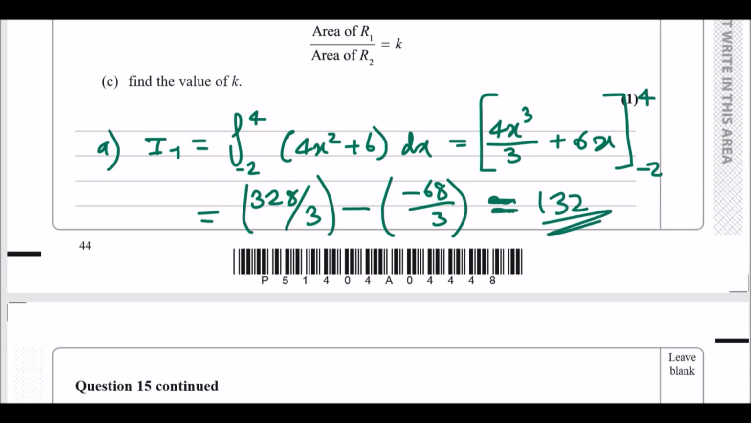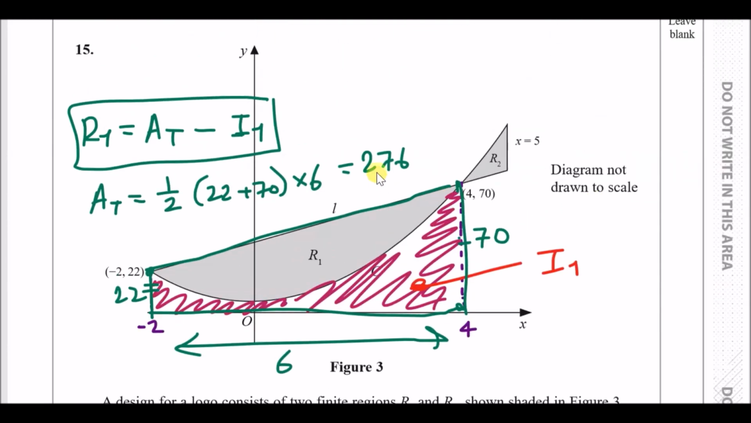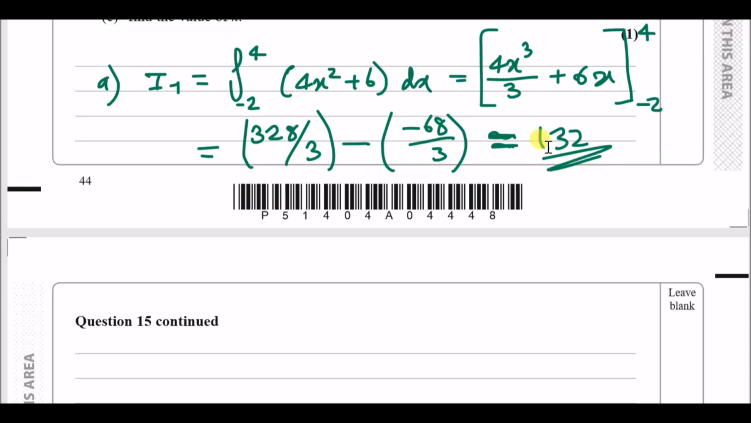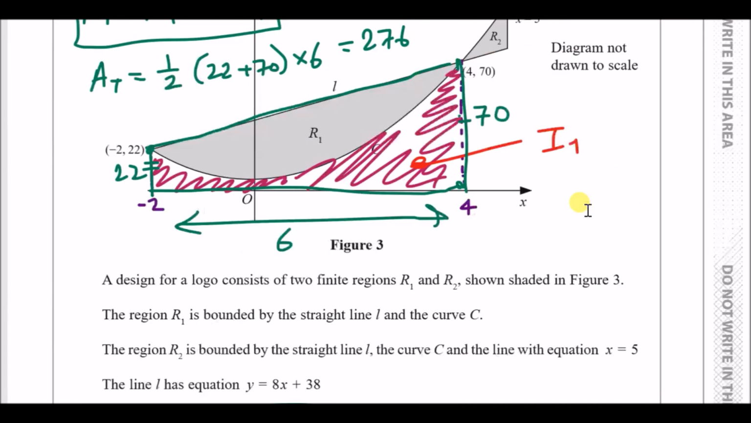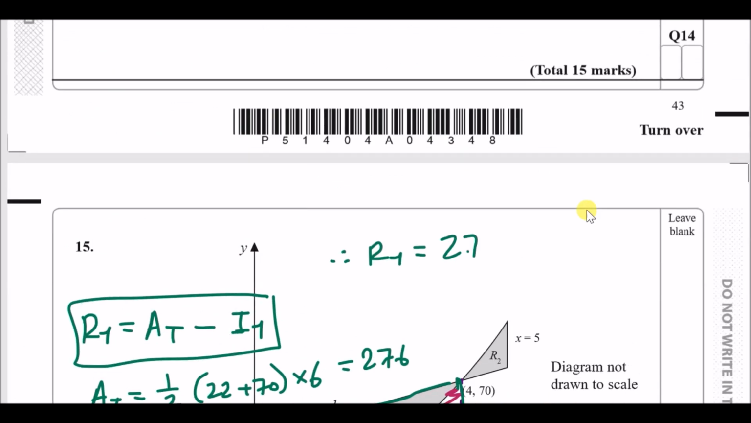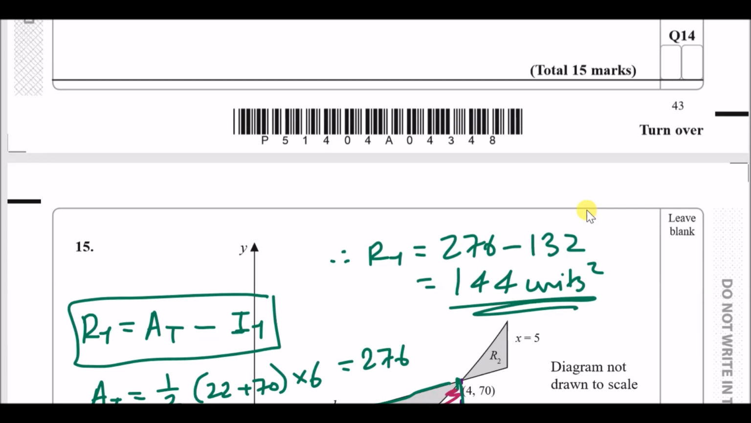Now that kind of looks legit, because we got 276 for the whole trapezium, and as long as your area under the curve is smaller than your actual trapezium, then it looks alright. So therefore R1 must be the difference between 276 and 132. Let me write it down to show you guys: 276 minus 132. Calculating this, you should get 144 units squared. It's good to give it a name.